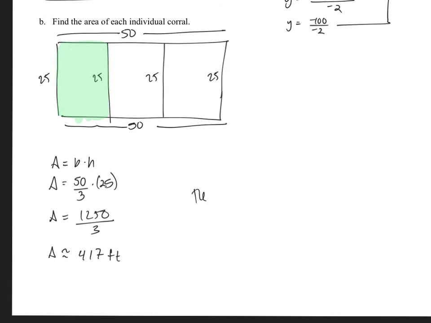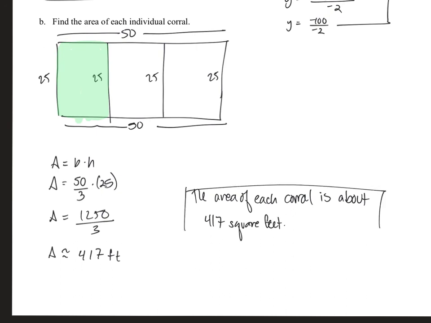So the area of each corral is about 417 square feet. Note when you're talking about area, you start talking about square feet. So you could write square feet or you could write feet squared, up to you, as long as you indicate that it's the squaring, because we're talking about the area.